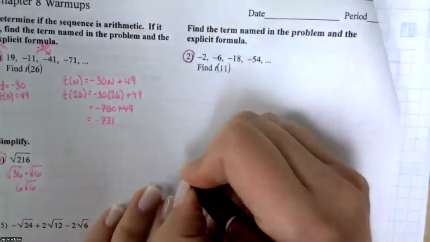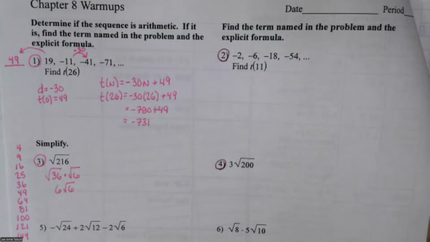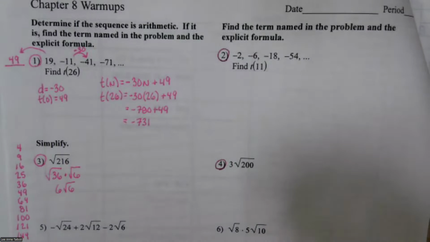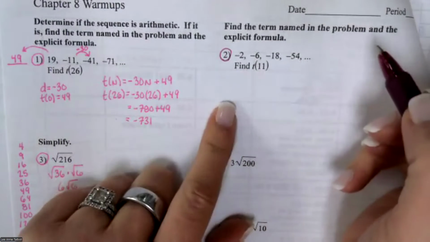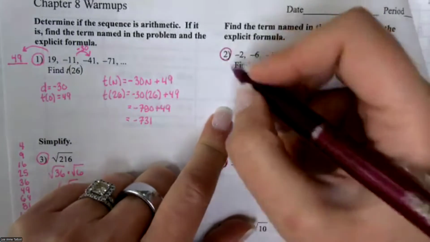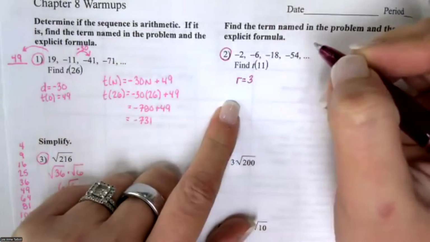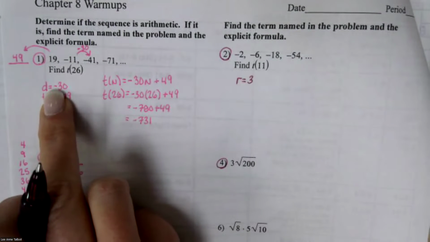And find number 2 and number 4. Okay, so number 2 is multiplying by the same thing each time. Can you tell it's multiplying by 3? Do you see the 3? Okay, so we write R equals 3. Remember, when they're geometric, the growth is R, and when they're arithmetic, the growth is D.